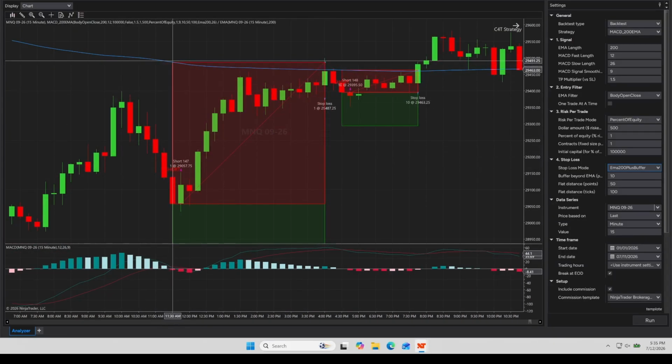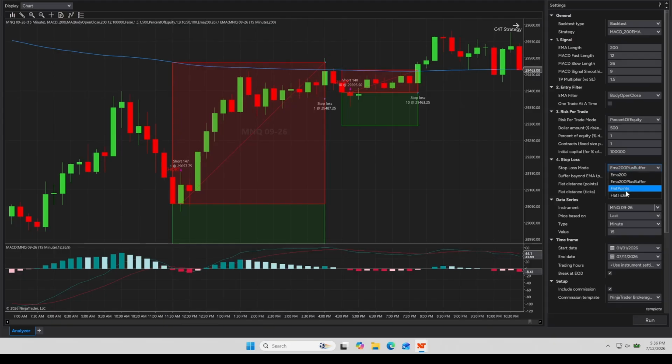Let's say you don't want it that far. Let's say you want it a little closer. You can give yourself a little buffer. If you want a negative, you put a negative in front. If you go positive, the way it is right now, it would actually push it past the EMA a little bit. Again, it depends how you want to use the stop loss.